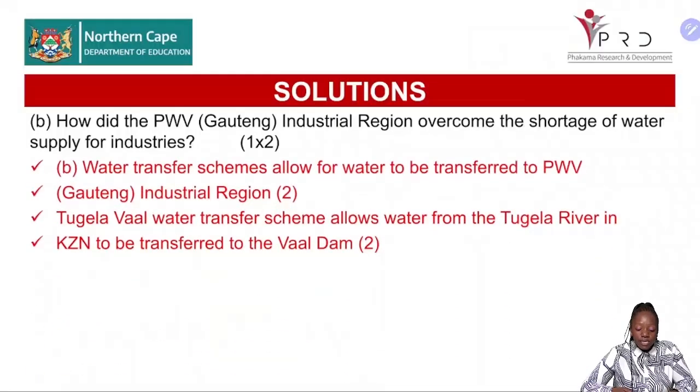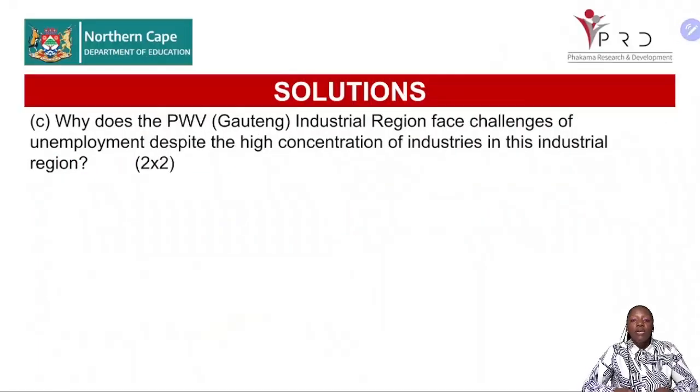Then we're looking at our B, which is how did PWV industrial region overcome the shortage of water supply for industries? So there we are looking at the water transfer schemes that have allowed water to be transferred to PWV industrial region. Then also within the country, they are using the Tugela Valley water transfer scheme that allows water from the Tugela River in KZN to be transferred to the Vaal Dam. So the Vaal Dam is here in Gauteng, so in that way they have overcome the shortage of water.